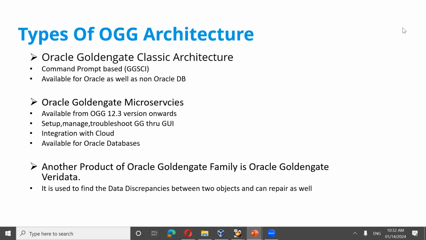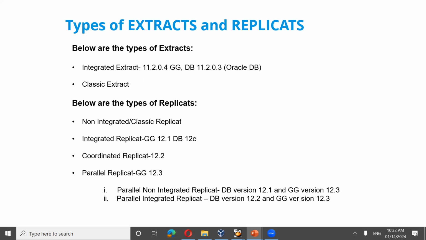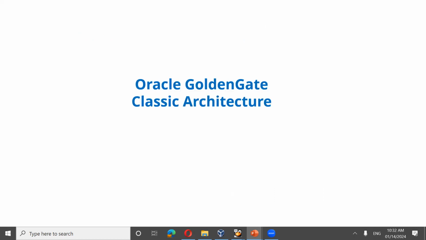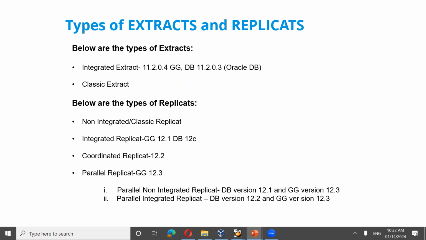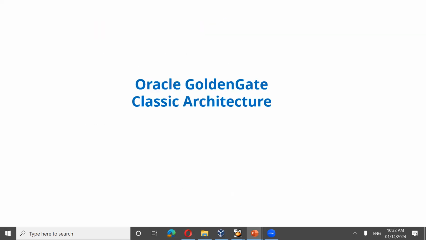Okay. Guys, if you have any question anytime, you can always post your question in the chat window and I'll ensure all your questions are answered. Okay. So this was about different types of architectures available in Goldengate and different types of extracts and replicates.